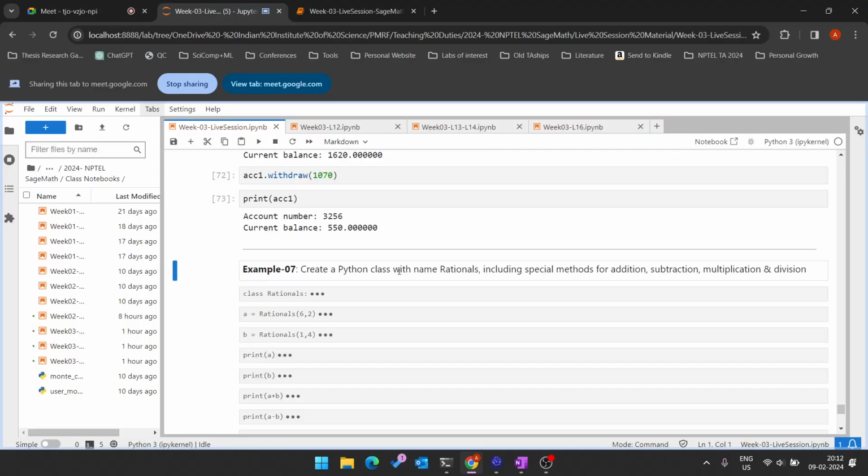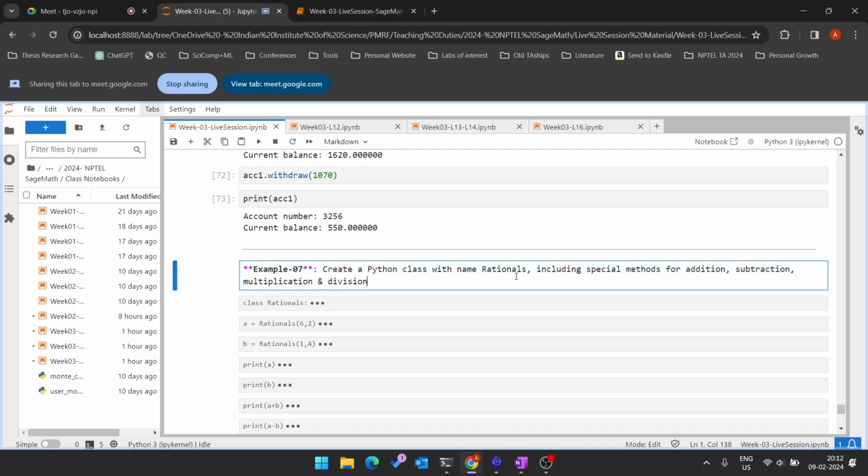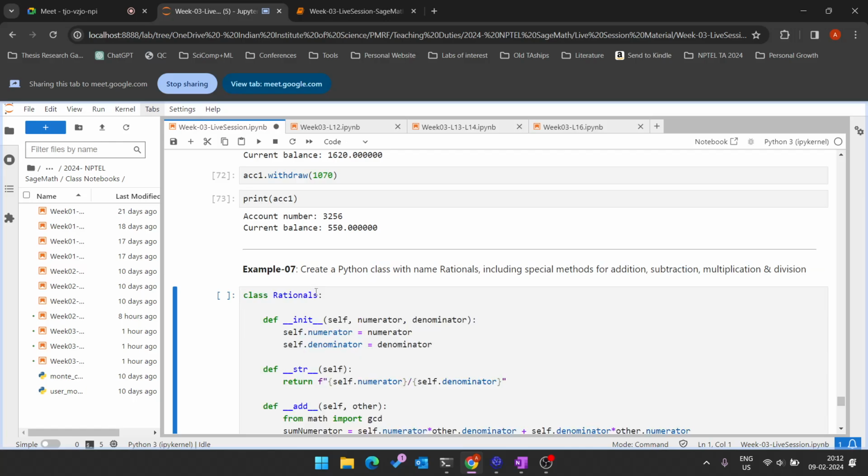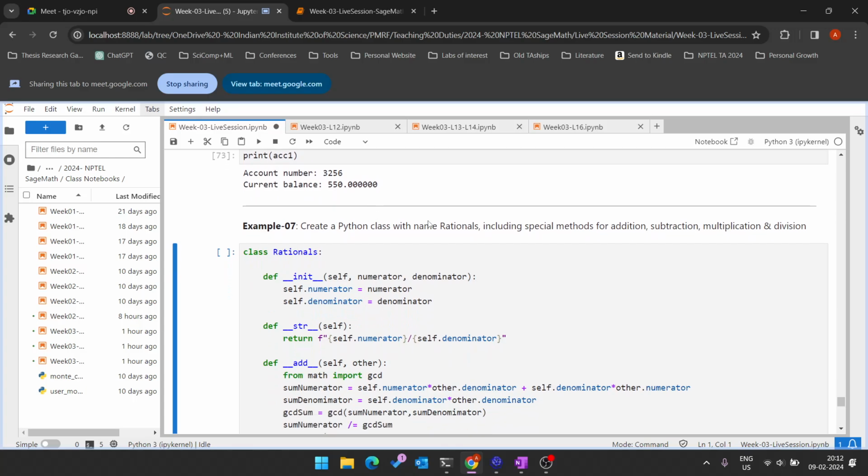Okay. The next example that we have is we want to create a Python class with the name rationals and want to include those special methods that the professor discussed in the class for addition, subtraction, multiplication, and division. Any rational number is basically a numerator divided by a denominator. So we create a rational using two terms, numerator and denominator, as inputs, and assign those two as my attributes.